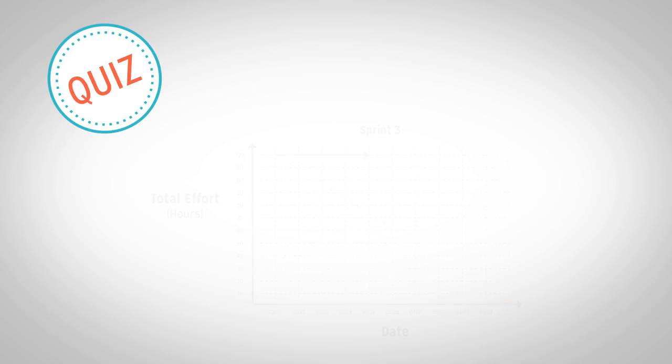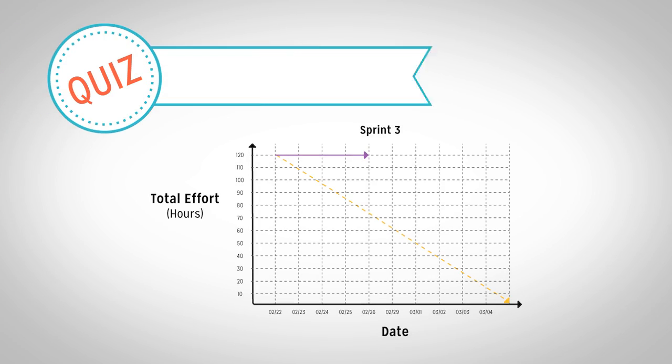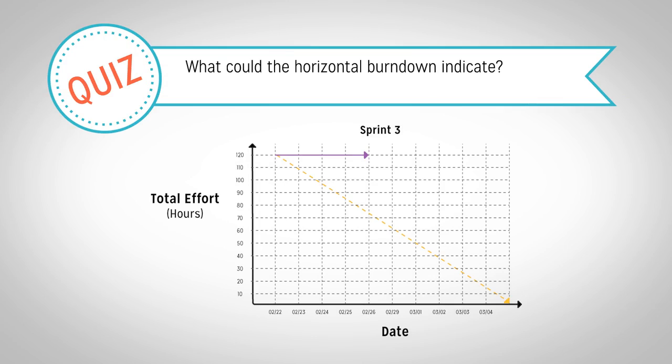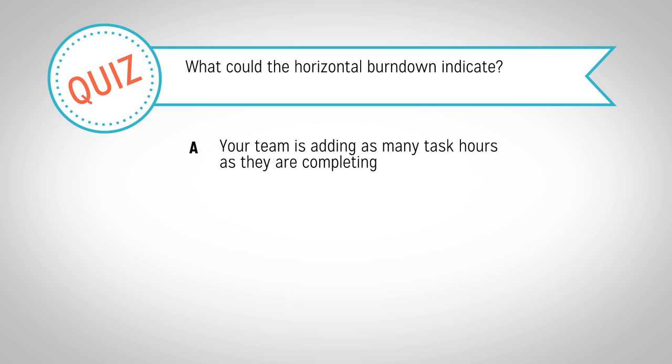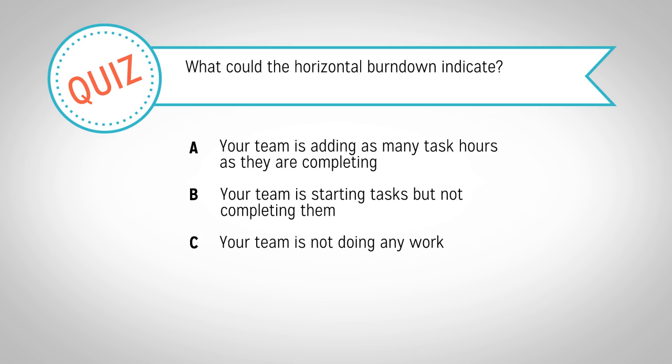If you do find your team adding numerous tasks during an iteration, then consider removing or prioritizing some tasks. This will help to make sure that all your tasks are not in half-done states at the end of a sprint. This is the iteration burndown for your team. What could the horizontal burndown indicate? A. Your team is adding as many task hours as they are completing. B. Your team is starting tasks but not completing them. C. Your team is not doing any work. Or D. Your team is completing tasks at a constant pace.